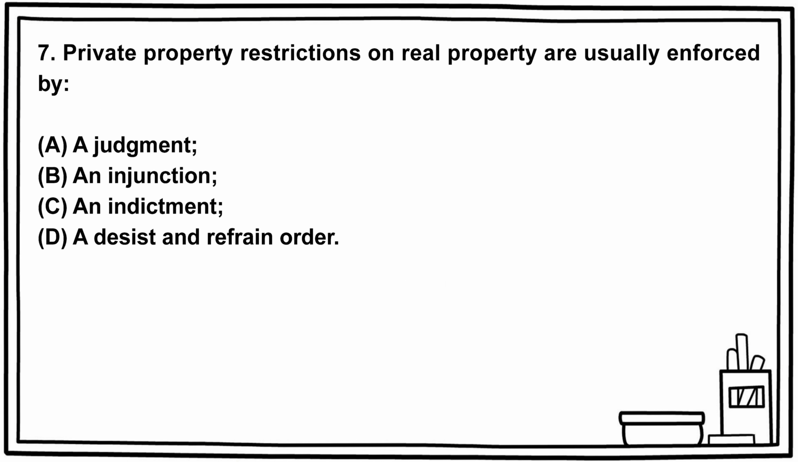7. Private property restrictions on real property are usually enforced by A. A judgment. B. An injunction. C. An indictment. D. A desist and refrain order.